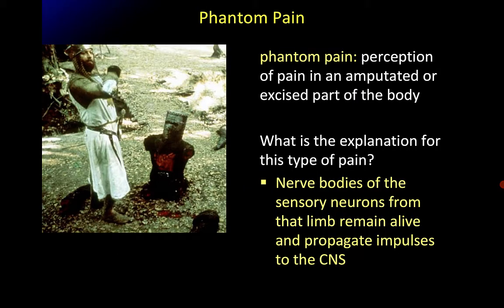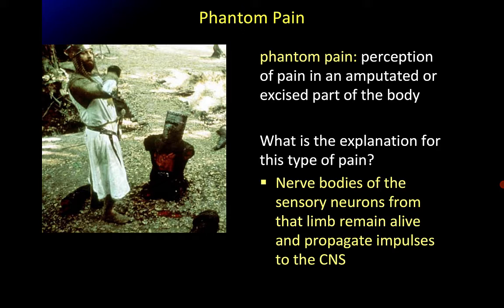Now we're going to go ahead and jump into a couple of different kinds of pain which do help explain a little bit about how our sensory system works. We're going to take a look at phantom pain here, and then we're going to take a look at what we refer to as referred pain. So phantom pain is the perception of pain in an amputated or excised part of the body.